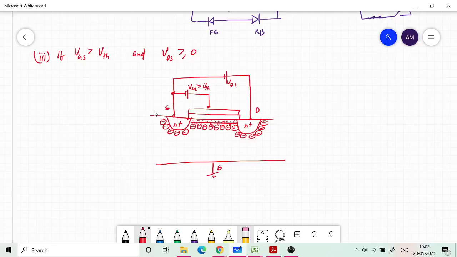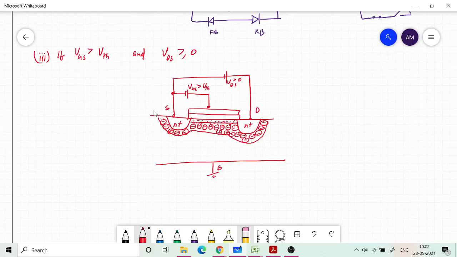So if you look at the PN junction on the drain side, since I have applied a VDS which is positive, so this is greater than 0, because of that the depletion region width is going to become larger on this side compared to this side. Okay, so the depletion region width will increase to this side. Okay, so why is it?